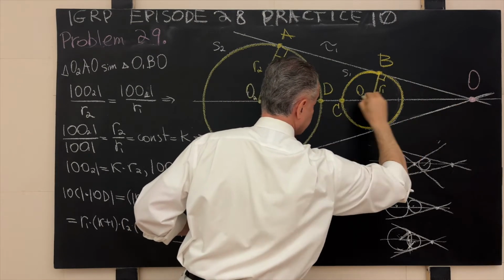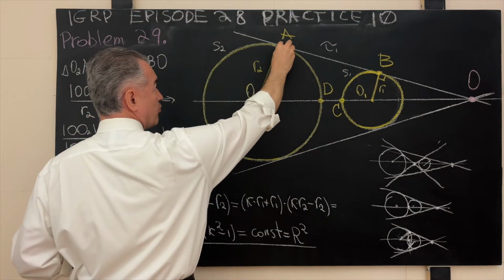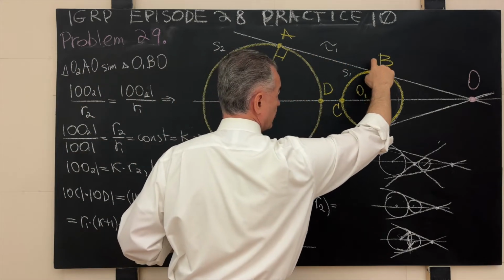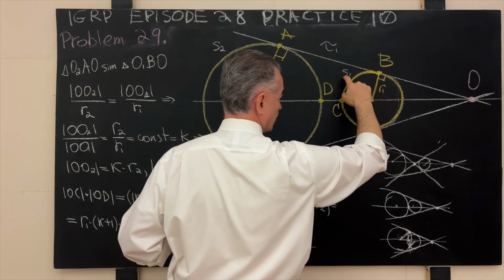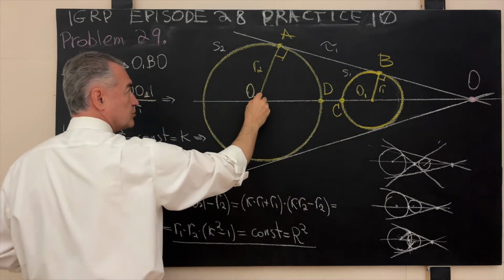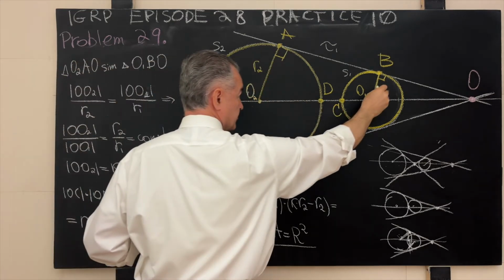That tangent will intersect the straight line of centers at the point O. And then A is the point where the tangent tau 1 touches the circle S2. B is the point where the tangent tau 1 touches the circle S1. O1 is the center of the circle S1. O2 is the center of the circle S2. We connect the points of tangency with the corresponding centers.